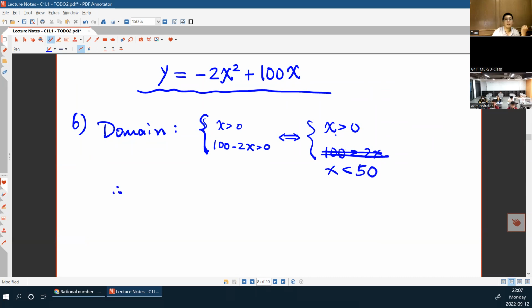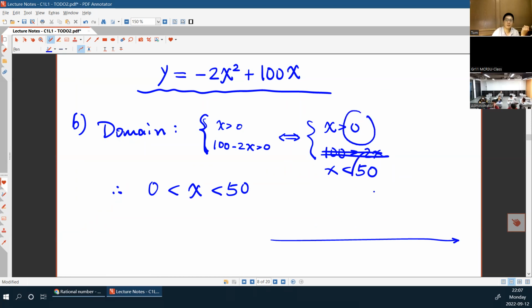So on one hand, x must be greater than 0. On the other hand, x must be less than 50. So if we combine this, final solution is x must be greater than 0 and less than 50. Okay, if you cannot see that directly, you can always draw a number axis to help you analyze. So there are two numbers, 0, 50, right? So 0 is here, 50 is here. First of all, x is greater than 0.